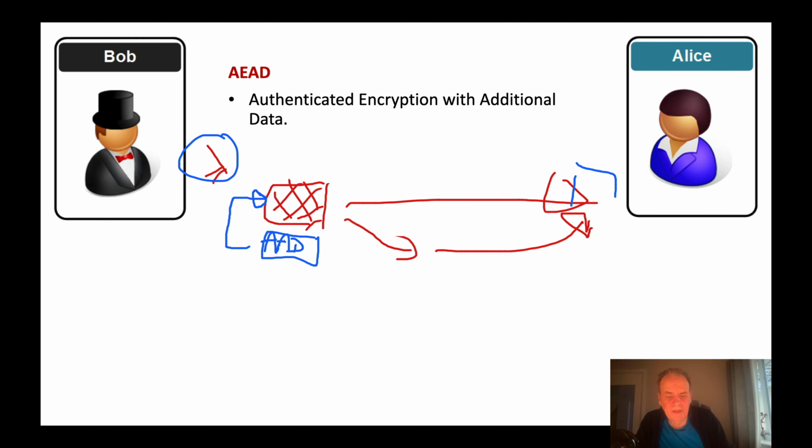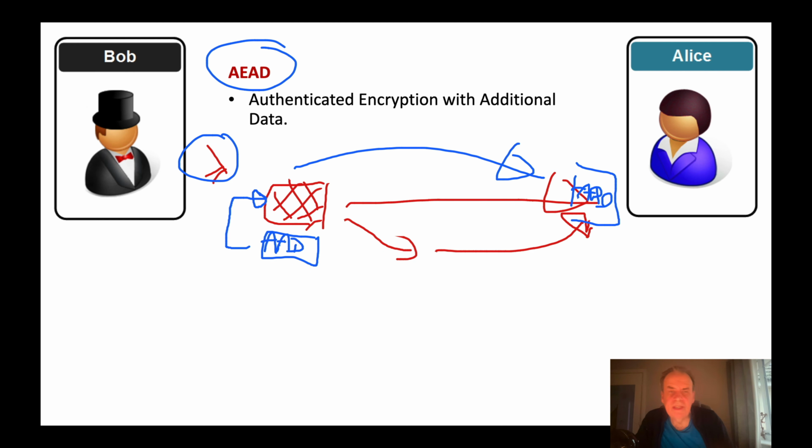So when at the other end, Alice looks at the additional data, when she's decrypting it, she will authenticate the encryption process with this additional data. If it doesn't match up, she won't be able to decrypt the data. So we see this increasingly within symmetric key encryption, where we have authenticated encryption with additional data. And one of the most popular methods to do this is with GCM.